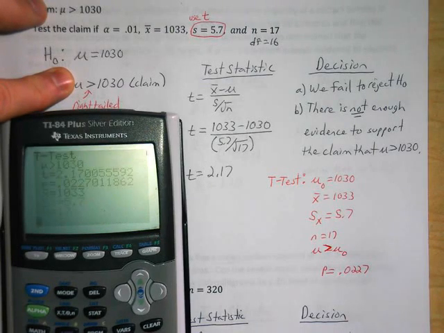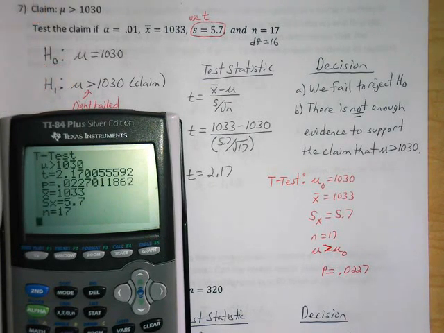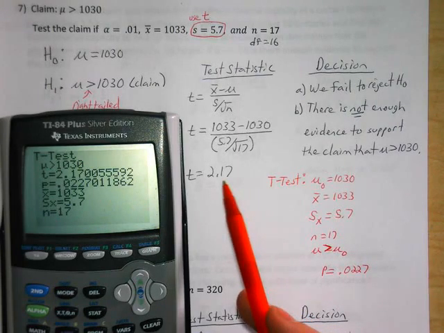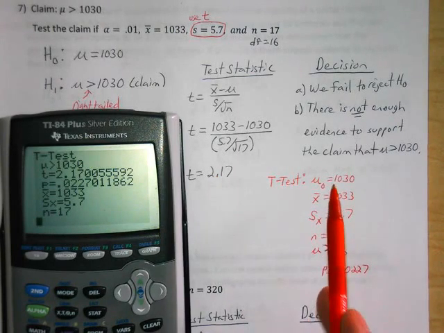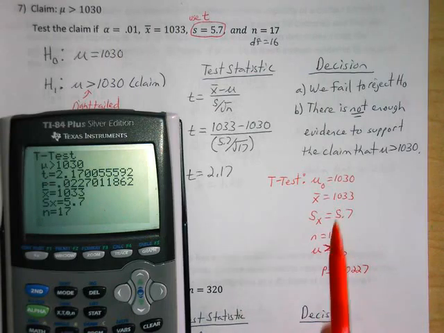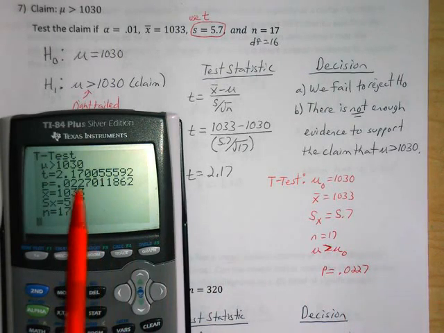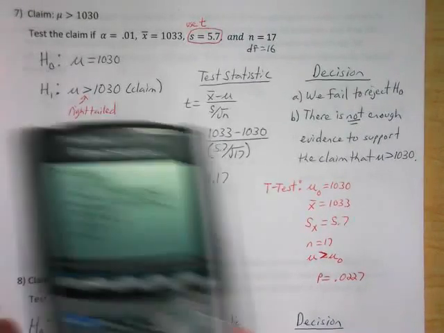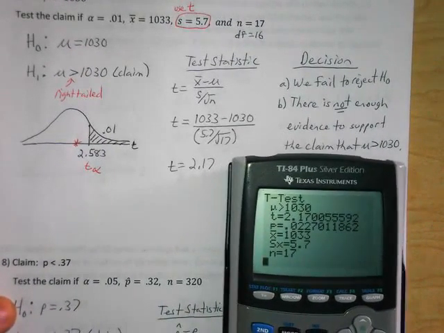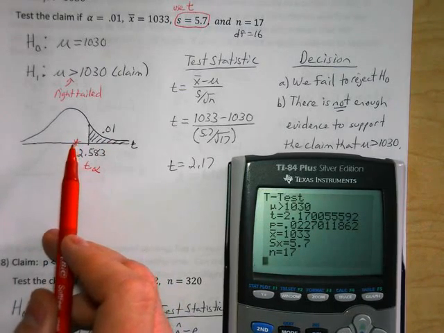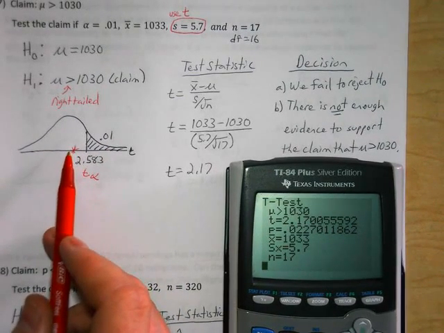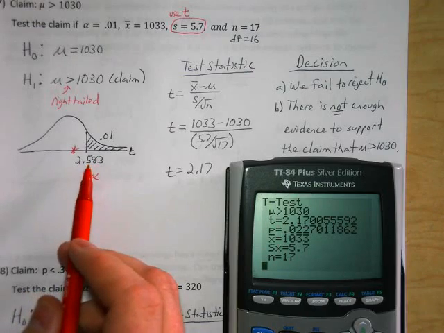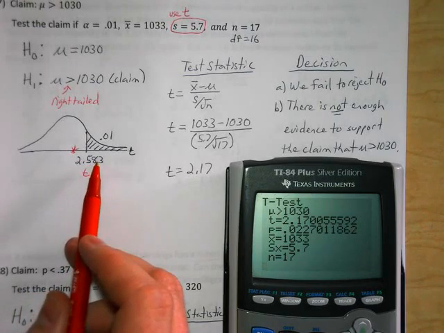Okay, calculate. And it gives us, in this case, a t-value of 2.17, which is the same as before. And again, notice I wrote down those sample statistics here on the side. And our p-value was 0.0227. Okay, so I wrote that down here. Before, we had said that 2.17 was to the left of 2.583. And again, the advantage to this approach is that we wouldn't have to look up 2.583 in the table.